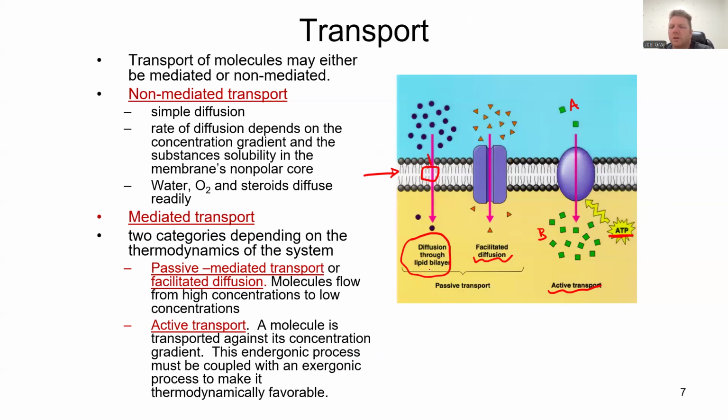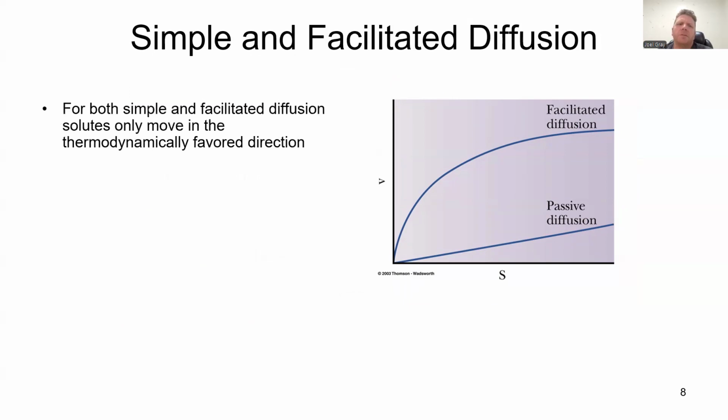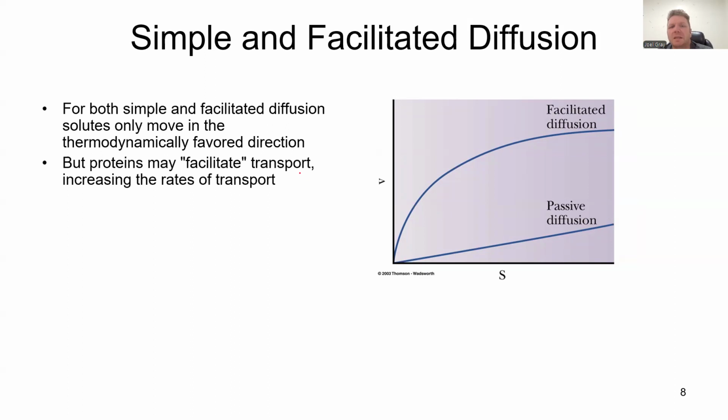Now, if we look at this passive transport, we've got diffusion through a lipid bilayer and facilitated diffusion. The difference between these is that the composition of those compounds is going to be different. So these little orange triangles just make me think of nacho cheese Doritos. Those Doritos are molecules that are really not going to like going through that membrane, so they're going to have a protein that assists in that. For both simple and facilitated diffusion, solutes only move in the thermodynamically favored direction. But proteins may facilitate transport, increasing the rate of transport.